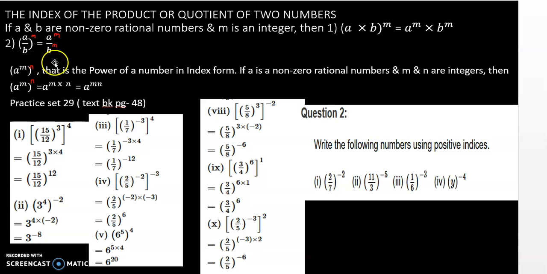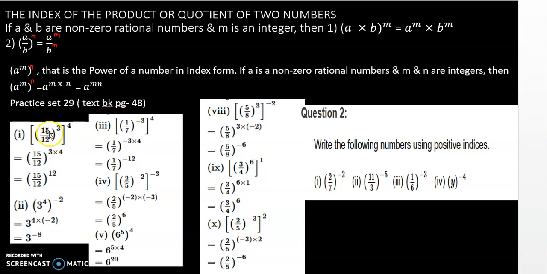Next, this is called the power of a number in the index form. That is, A raised to M, then whole raised to N. So it will be M into N, that will be MN. Next, we'll do set 29. Now we'll proceed with set 29 based on these laws.